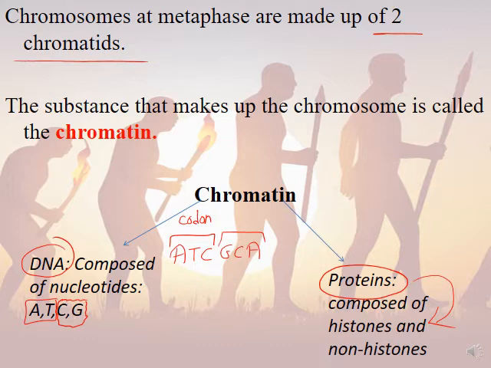As we know, DNA is a double helix, composed of nucleotides that are complementary. The complementary of A is T. The complementary of T is A. The complementary of C is G, whereas the complementary of G is C. And this is the DNA double strand.